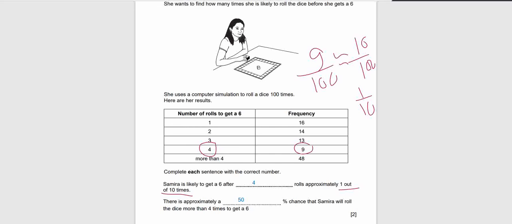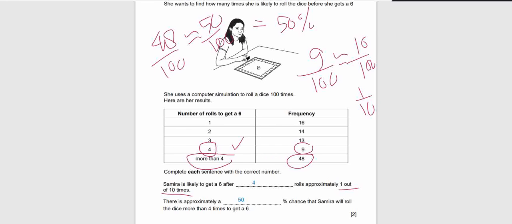So after 4 rolls. Next, there's approximately a 50% chance that Samira will roll the die more than 4 times. So we say more than 4 times is 48. So 48 over 100, we round off to 50 over 100, and 50 over 100 is 50%. That's how we got the answer.